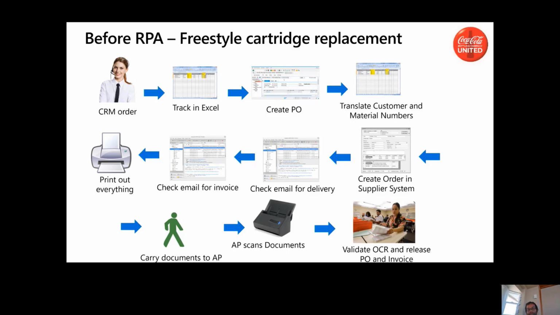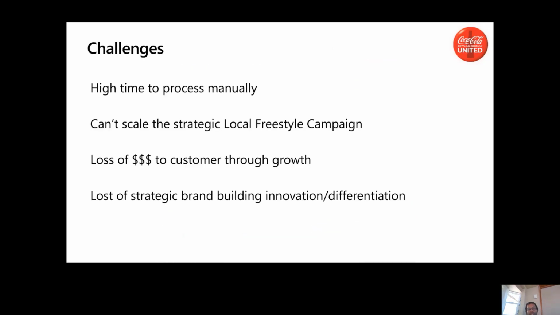This used to take them days, and it was a very, very slow process. Due to this slow process, their challenges were that it took a long time to process these manually. There were lots of lost revenue opportunities because they were not able to scale, and they couldn't invest in strategic innovation projects because all of the time was spent just processing these orders.